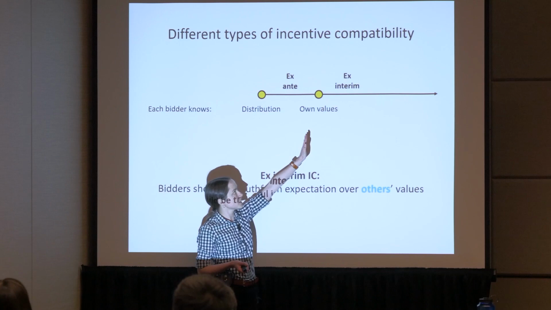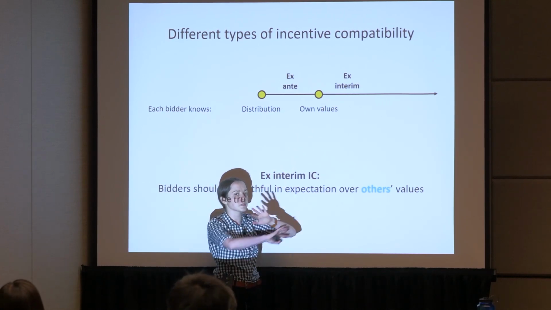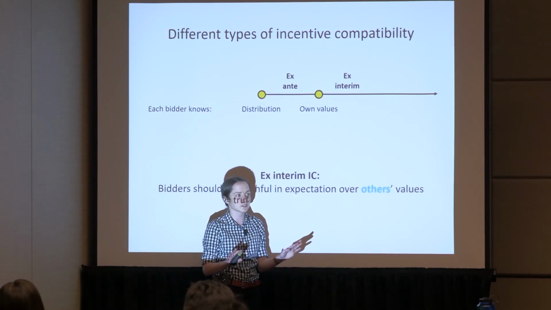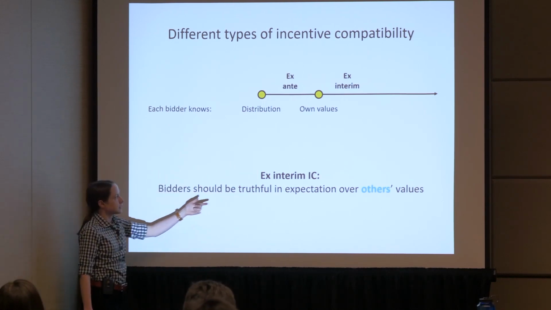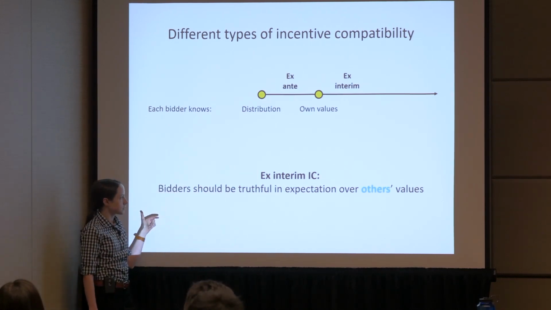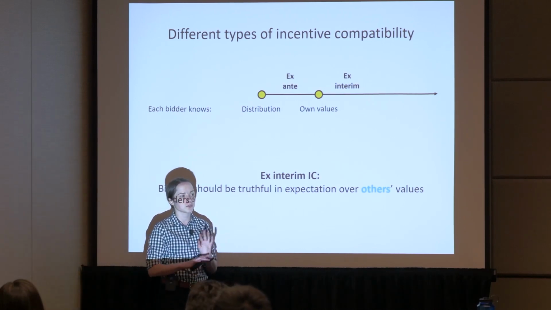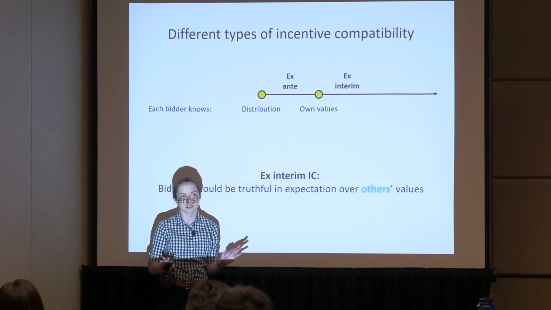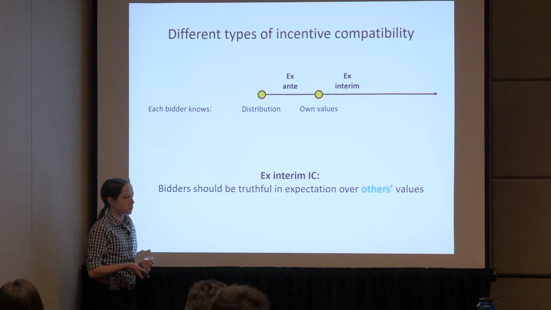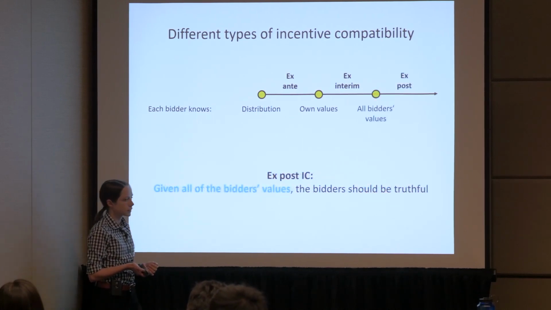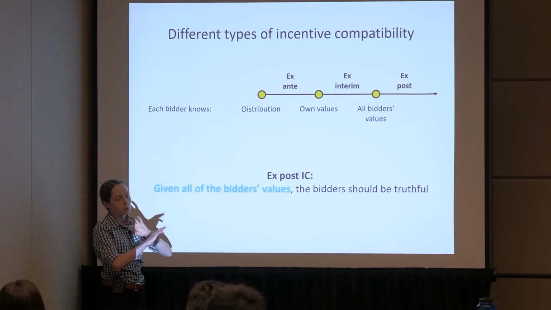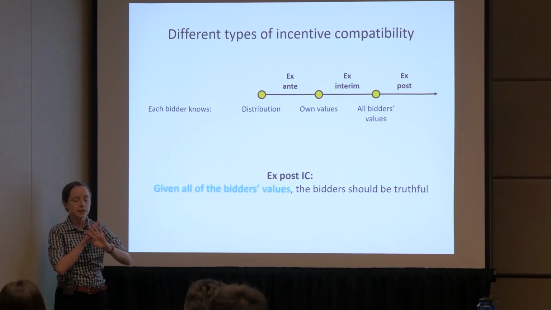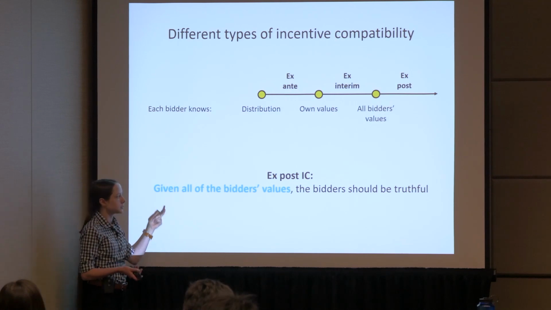Next, let's say that the bidders know their own values, but they still don't know anyone else's values. They just know the distribution from which it's drawn. In this case, we say a mechanism is ex-interim incentive compatible if the bidder should be truthful in expectation over everybody else's bids, no matter what their true value is. And finally, we have ex-post incentive compatibility, which says even given my own bid and even if I knew everybody else's bids, I should be truthful.